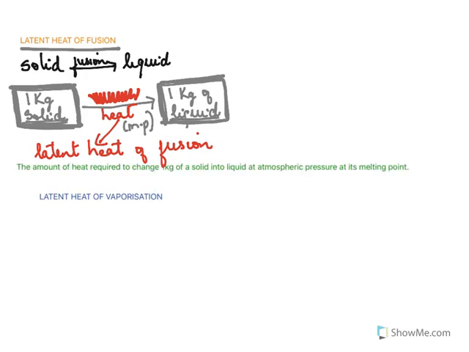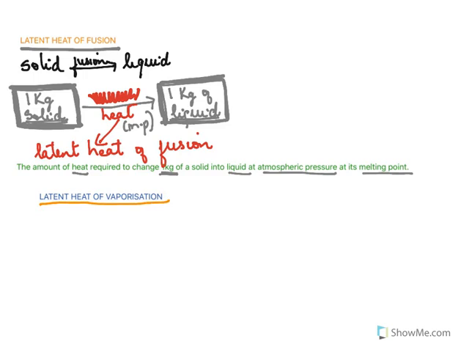So the amount of heat required to change 1 kg of solid into liquid at atmospheric pressure and at its melting point is called latent heat of fusion. We now define latent heat of vaporization.